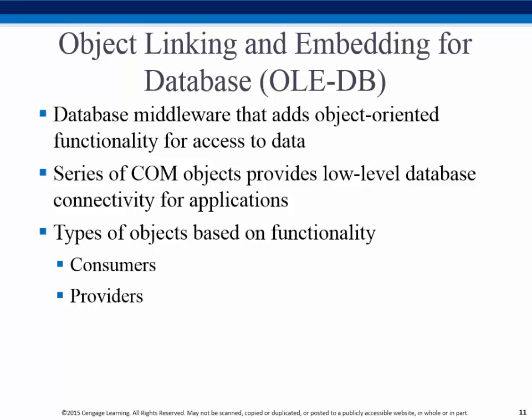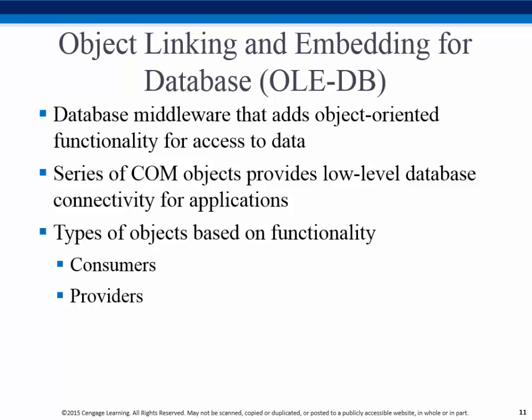It is composed of a series of COM objects that provide low-level database connectivity for applications. Because it is based on COM, the objects contain data and methods, also known as the interface. The model is better understood when you divide its functionality into two types of objects. You have consumers, they're objects that request and use data, and you have providers, which are objects that manage the connection with a data source and provide the data to consumers.